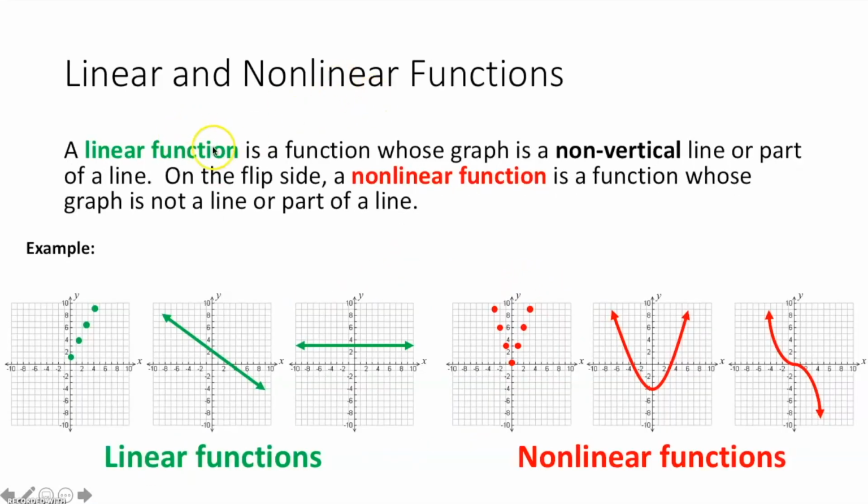Linear and nonlinear functions. So a linear function is a function whose graph is a non-vertical line or part of a line. On the flip side, a nonlinear function is a function whose graph is not a line or part of a line. So here you can see a linear function forms a line when you graph it, whereas nonlinear functions do not form straight lines. They form V's or curves.